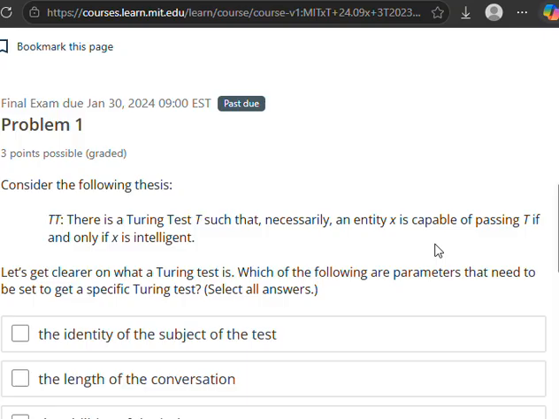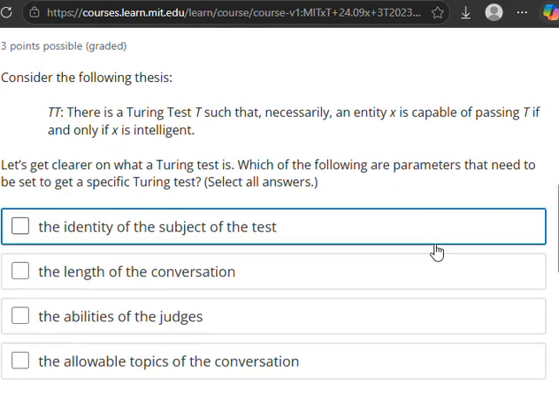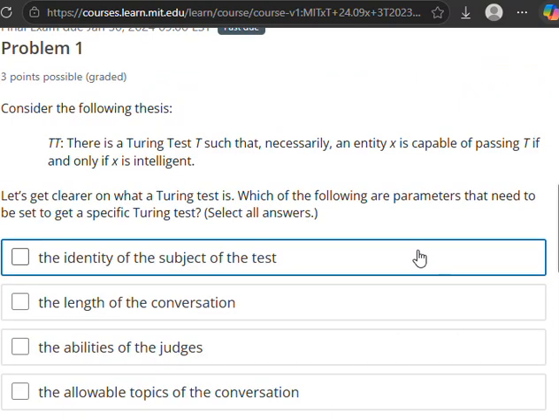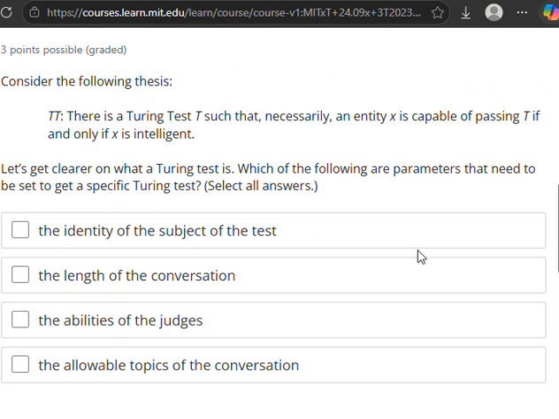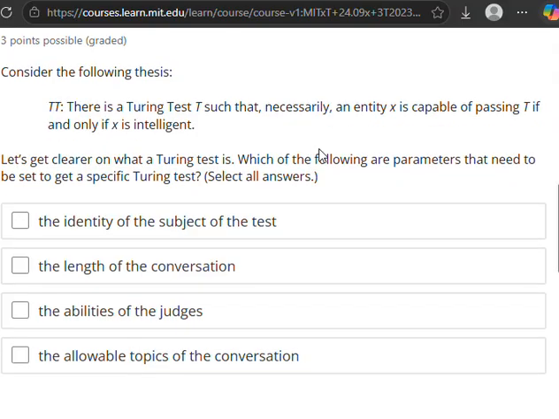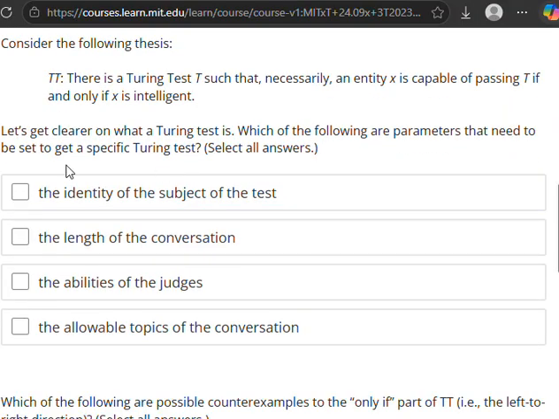Consider the following thesis. There is a Turing test, T, such that necessarily an entity X is capable of passing T if and only if X is intelligent. Let's get clear on what the Turing test is. Which of the following are the parameters of a Turing test? I guess we'll find out. There is a Turing test. An entity X is capable of passing T. So markers of intelligence.